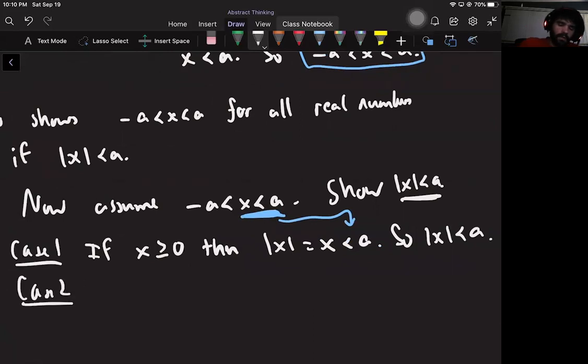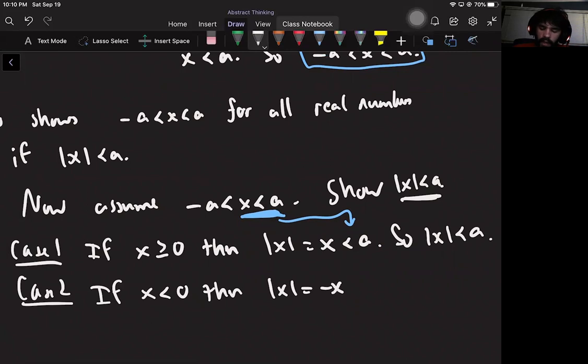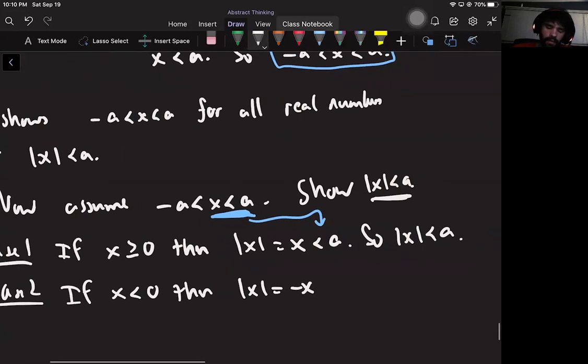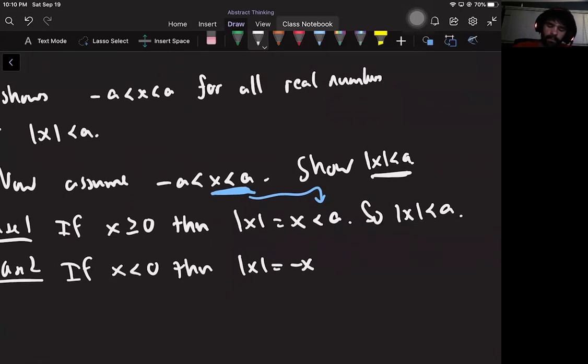Case 2 is going to work just as simply. If you start off with a negative number, then when you take its absolute value, you get negative X. We don't immediately get to say less than anything, but we can do this. Since negative A is less than X, that is what is being assumed, I can multiply that by a negative number.